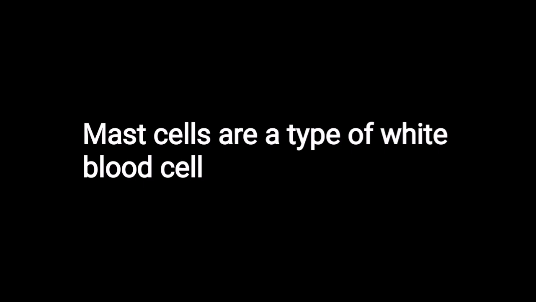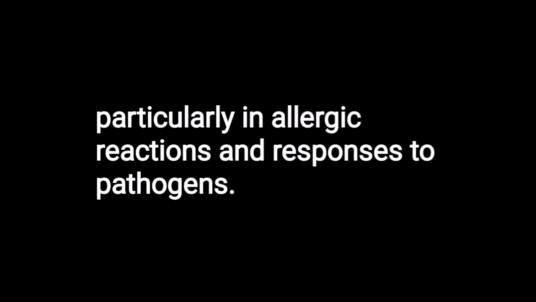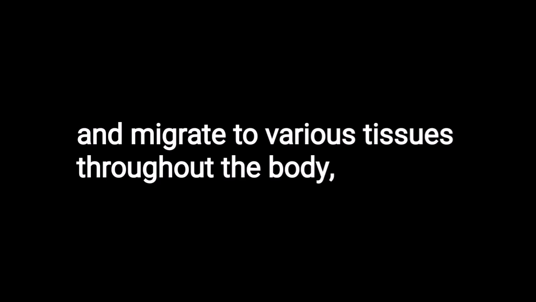and other related disorders. Mast cells are a type of white blood cell that play a crucial role in the immune system, particularly in allergic reactions and responses to pathogens. They originate from the bone marrow and migrate to various tissues throughout the body, especially in areas close to the skin, mucosal surfaces, and blood vessels.